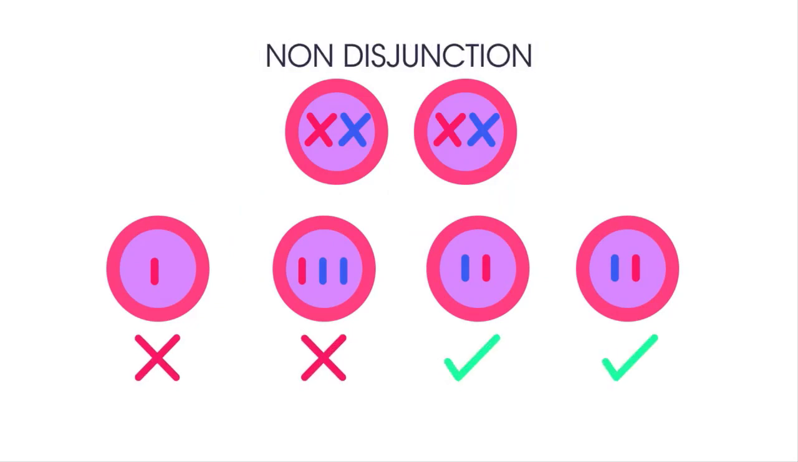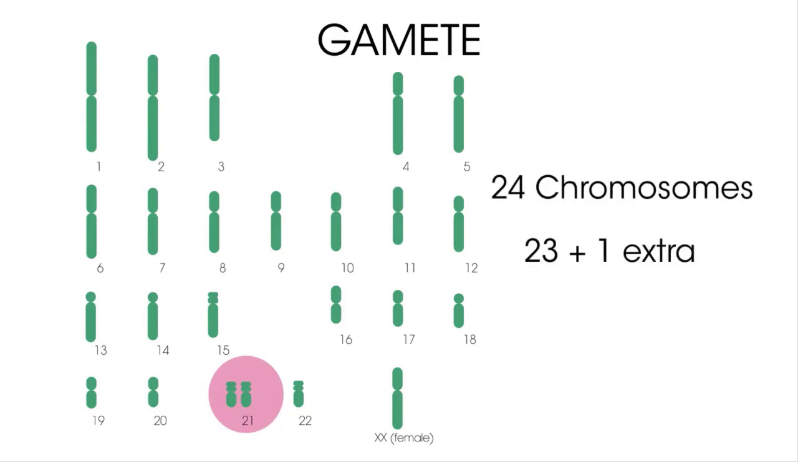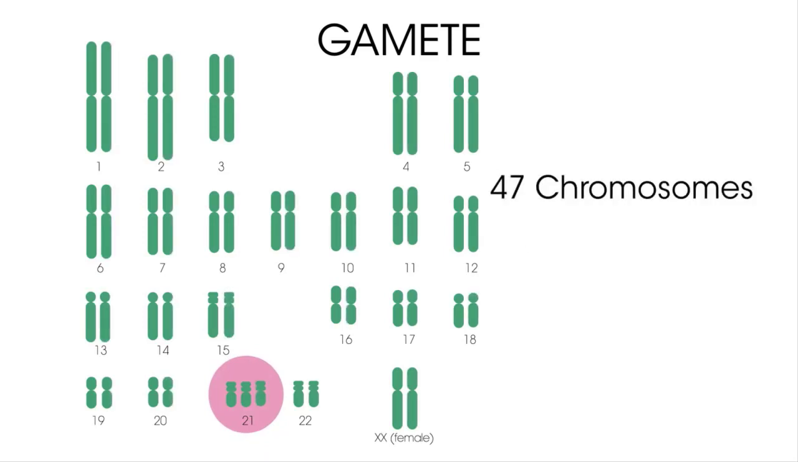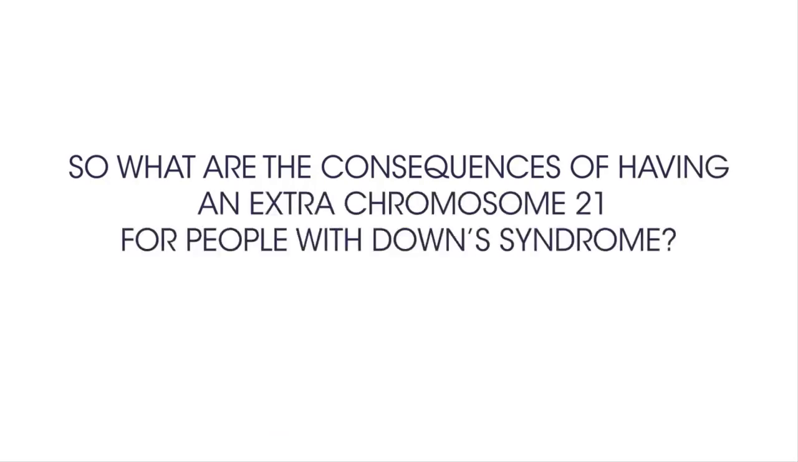One example of non-disjunction in humans is the condition known as Down syndrome. In this case, the 21st chromosome fails to segregate, and the gamete produced possesses 24 chromosomes, 23 plus an extra copy of chromosome 21. The fusion of this gamete with a normal one results in the offspring having 47 chromosomes. So what are the consequences of having an extra chromosome for people with Down syndrome?